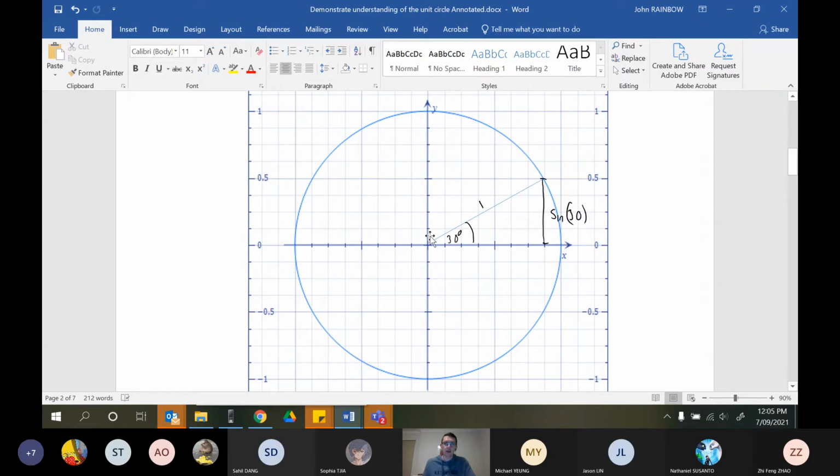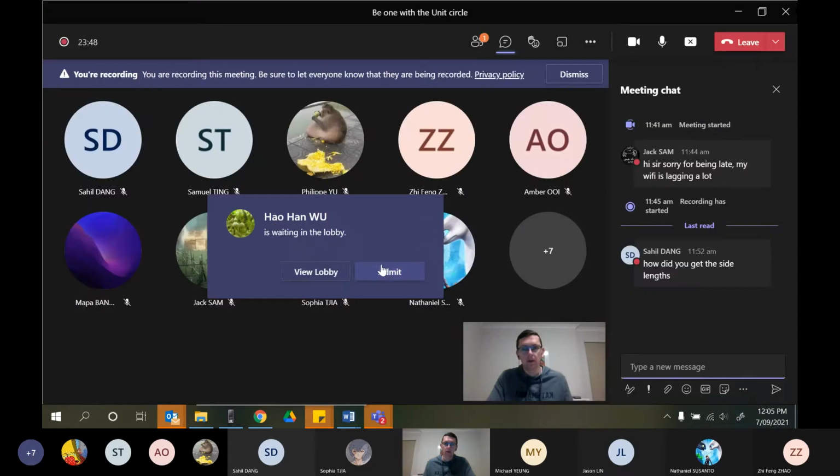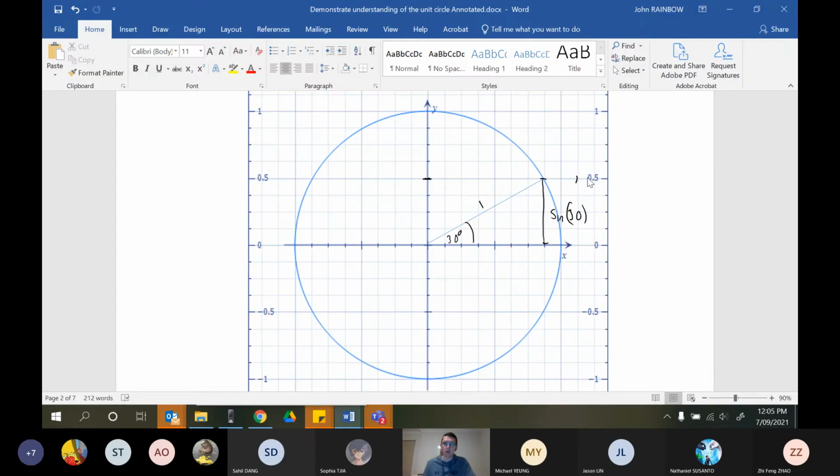So really I can say that sine is actually an indication of how far off it is from the x-axis, which is the same thing as the y-coordinate. So I'm going to state that this is the y value, the coordinate here is whatever sine 30 is. That's my y value, which in this case is 0.5.